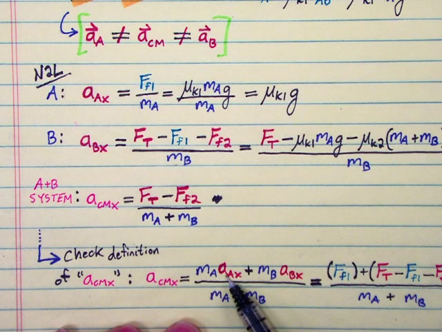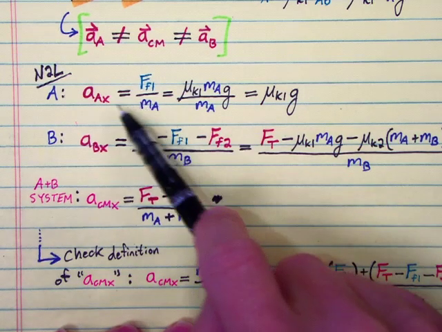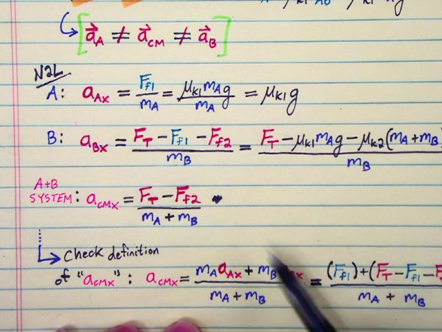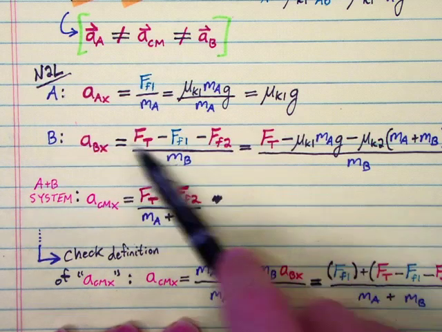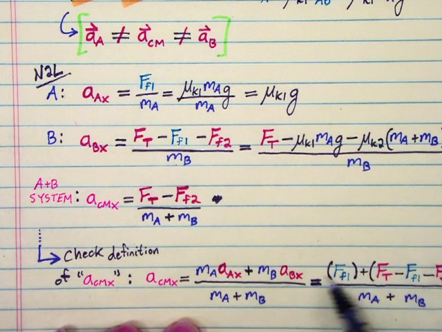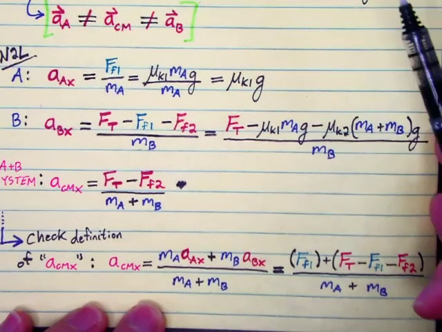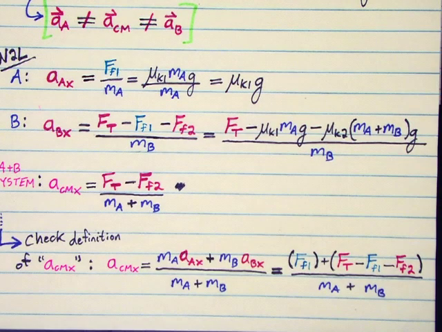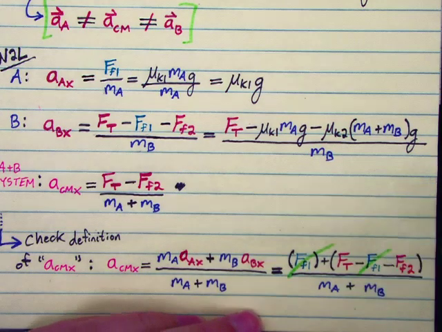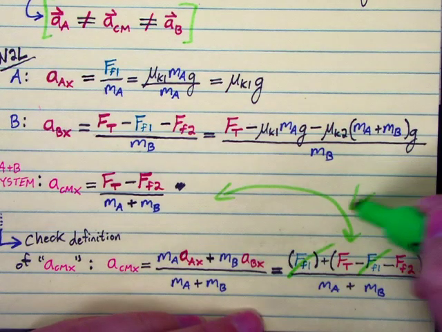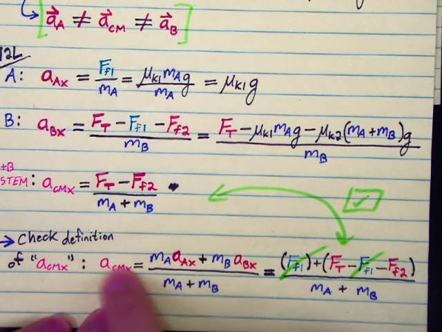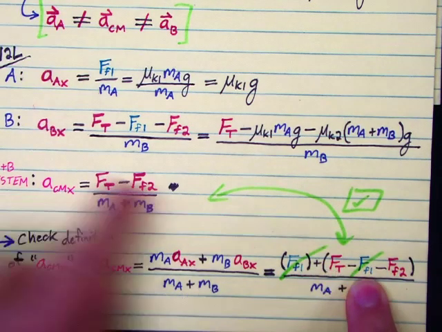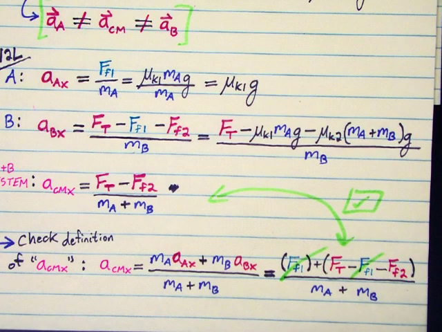Mass A times acceleration of A would just be FF1. And mass B times acceleration of B would be this sum of terms right here. So this numerator is FF1 plus this sum of terms. We see how FF1, that internal force, would cancel out. And with that canceling, we can verify that using the strict definition of center of mass acceleration, we get the same result as we do from the systems version of Newton's second law. Those two are in agreement with each other. Well done.